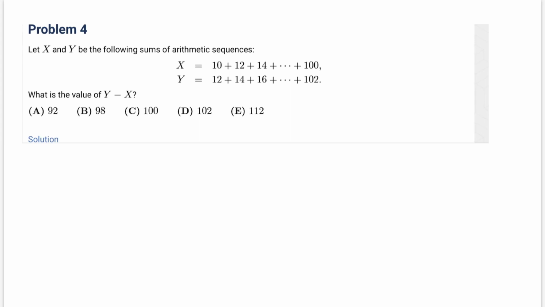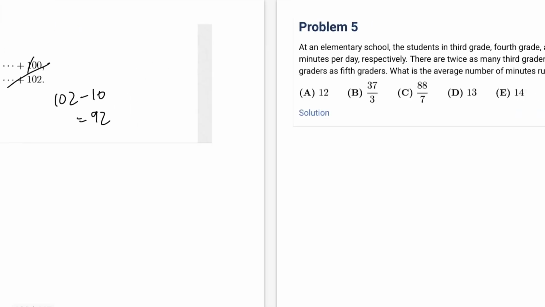Number 4: let x and y be the following sums of arithmetic sequences. What is the value of y minus x? Okay, then this would be this whole thing, right? So these two cancel, cancel all the way to 100. So 102 minus 10 equals 92. So the answer is A.